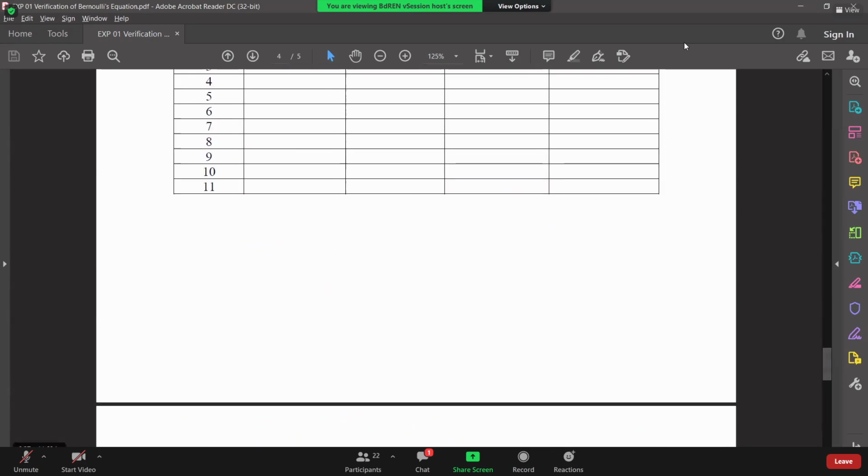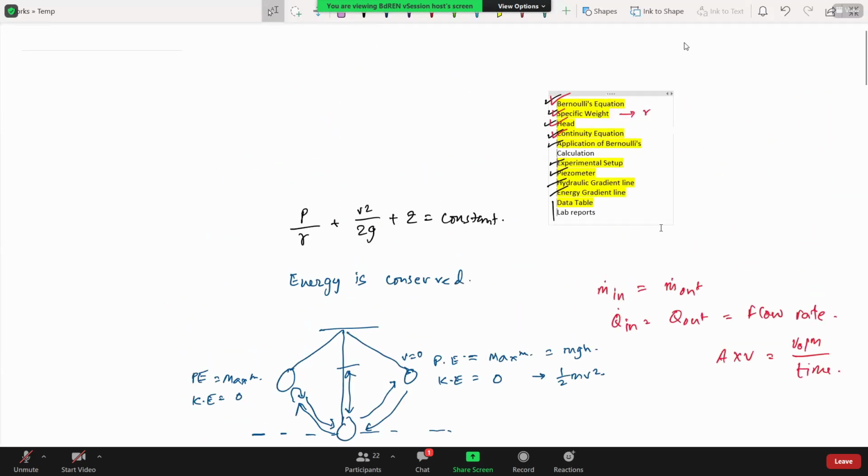So let's just go to the things that we are supposed to discuss. Here, you have seen the experimental setup. Are you clear what is a piezometer? Yes, sir. What is a hydraulic gradient line? That is basically connecting all the pressure, it is called the hydraulic gradient line. Do you know what is energy gradient line? Yes, that is the total energy.